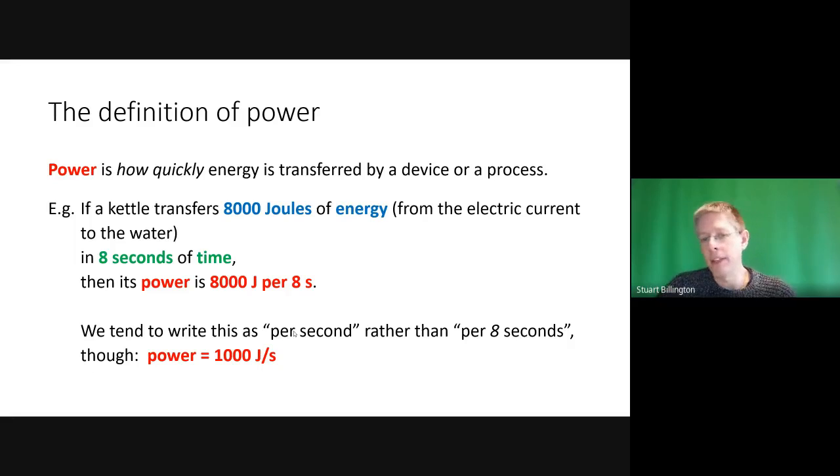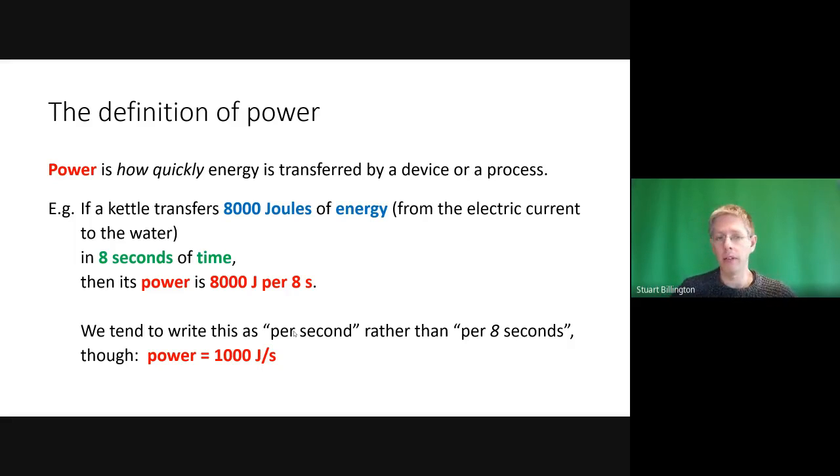And we've played this game before yesterday with current and potential difference, and now we're doing it again with this other concept, electrical power. Just like we did with potential difference and with current, it's much more normal to refer to these things as per one rather than per 8 or per random number. So rather than saying 8,000 joules per 8 seconds, it's much more normal to say 1,000 joules per 1 second.